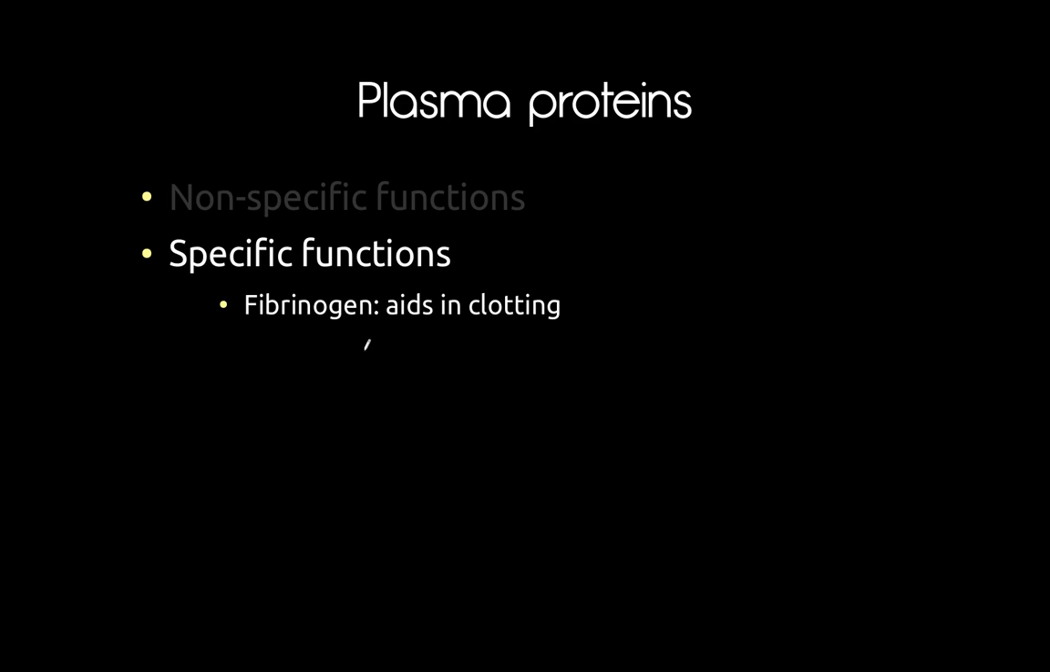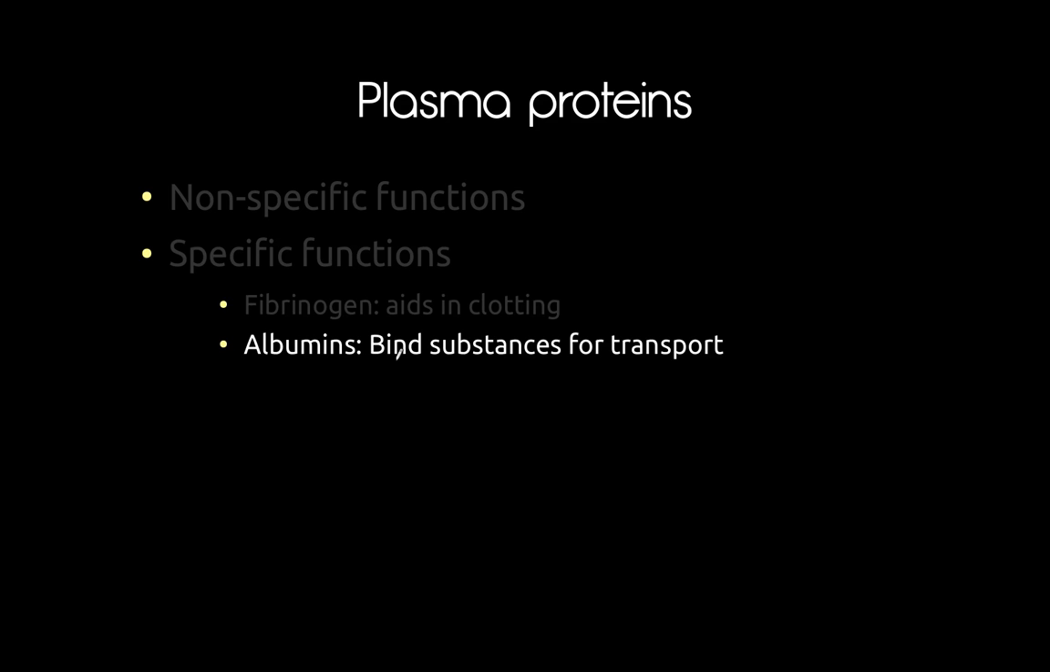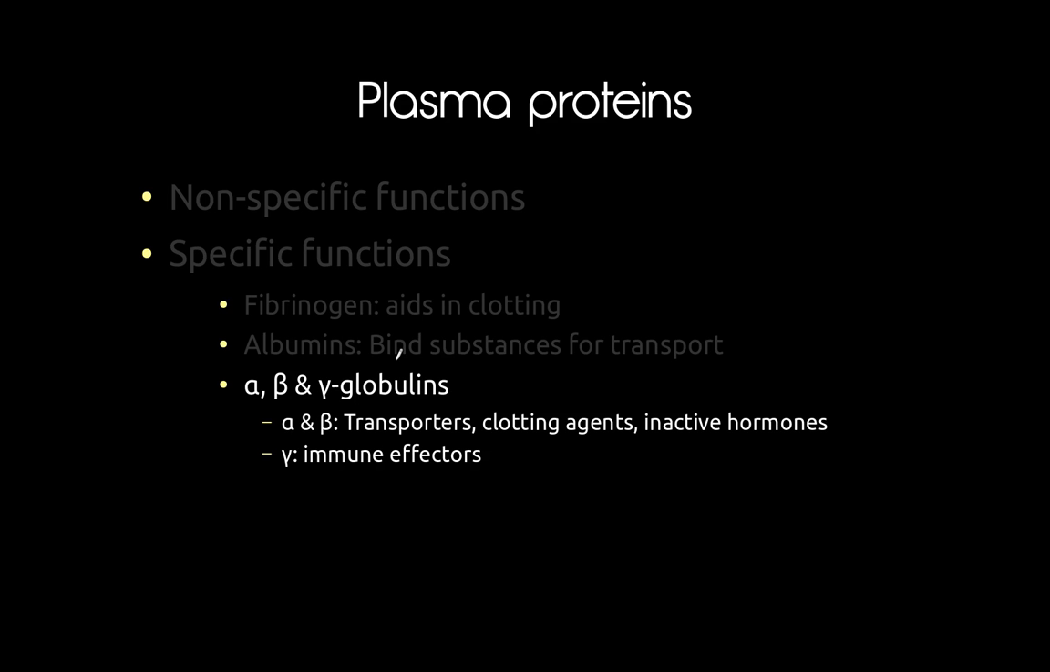We also have ones known as fibrinogen, which aids in clotting. We also have albumins. We've talked a little bit about these already, but albumins bind substances, generally lipophilic substances, and help them with transport. We also have several different types of globulins. In general, alpha and beta globulins are transporters or clotting agents, or sometimes they're inactive hormones that need a part cleaved off before they become active.